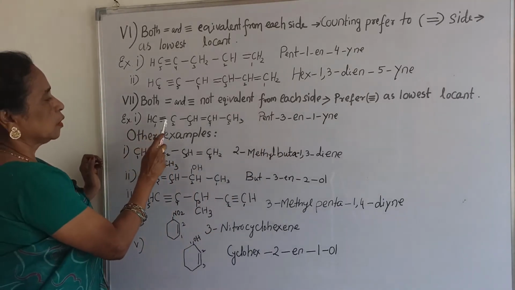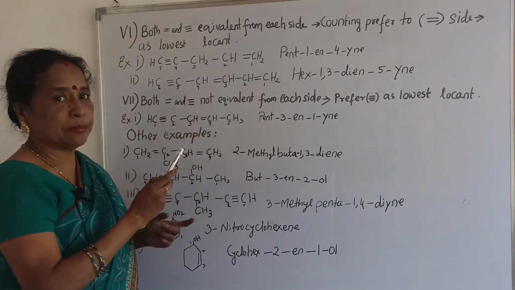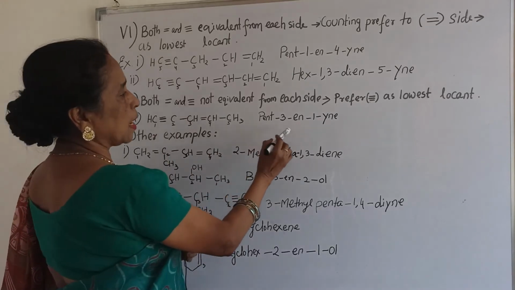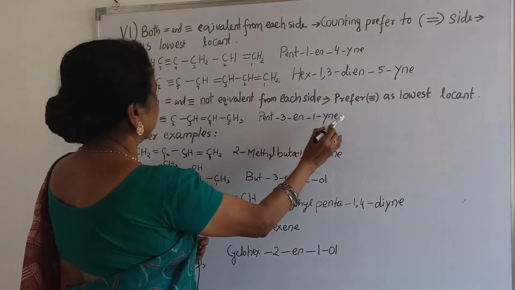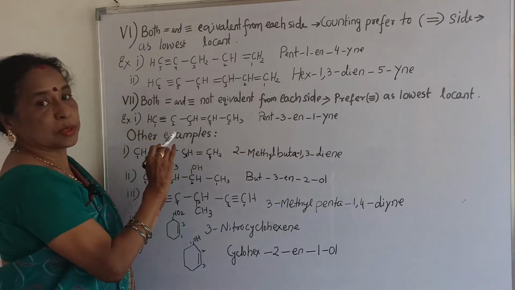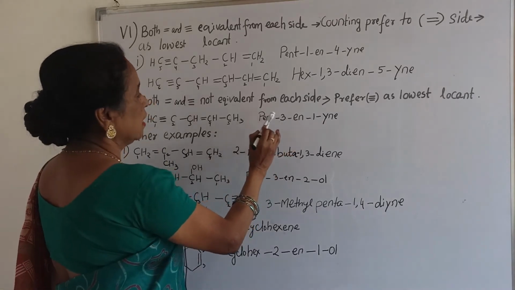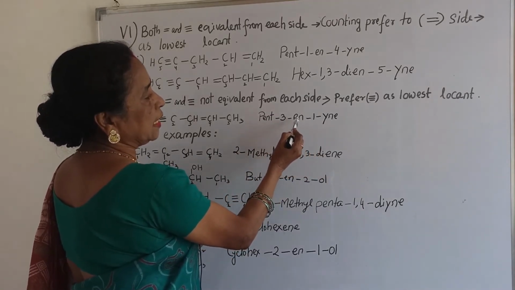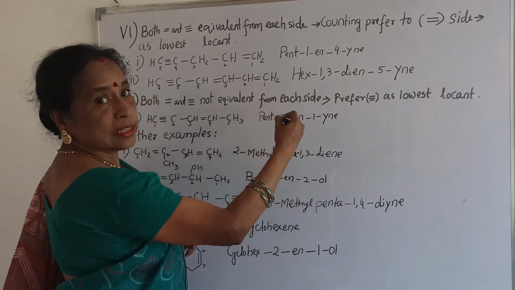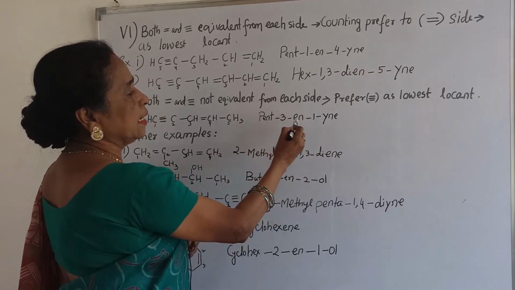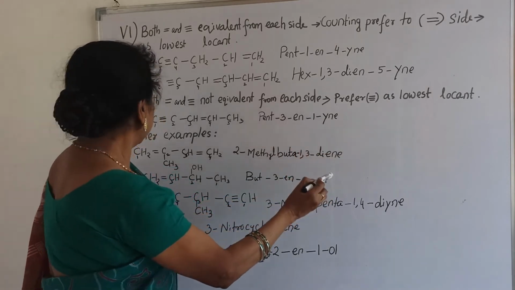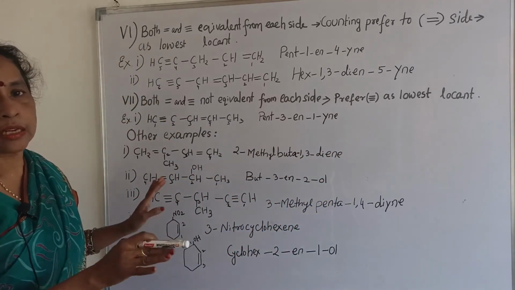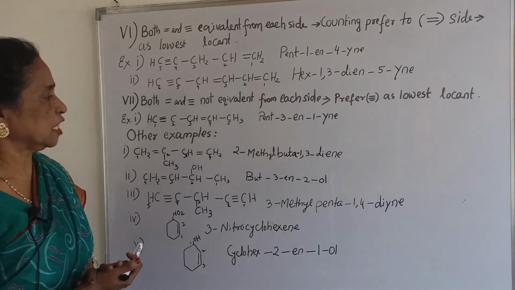That is why 1, 2, 3, 4, 5. 5 means pent, and after 1 there is a triple bond, that is why 1-yne, and after 3 there is a double bond, that is 3-en. Alphabetically, E comes first and Y later, that is why 3-en-1-yne. This is an example where both are not at equal distance from each side.